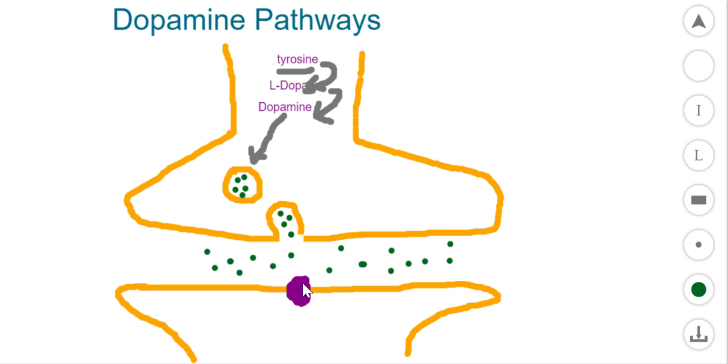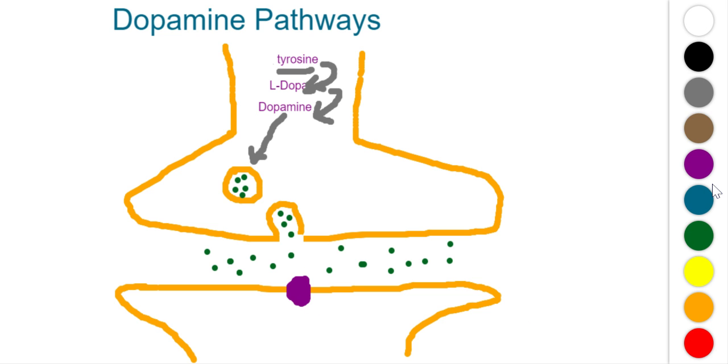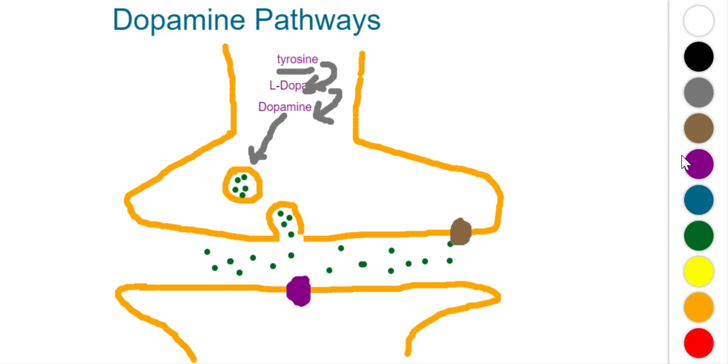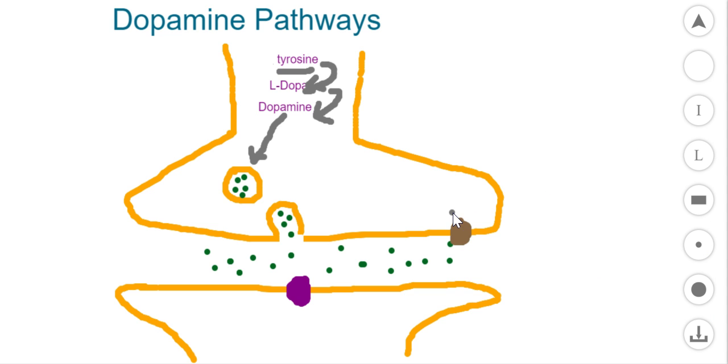And remember, it's not taken in by this receptor here, it just turns on the receptor. And so we'll actually want to have a dopamine reuptaker that lets dopamine back in, or it can either be degraded by monoamine oxidase, or it can be repackaged into vesicles if it's needed.